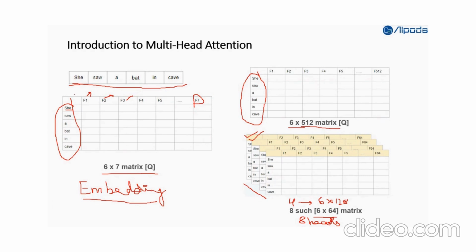So if I'm taking an example of, she saw a bat in the cave. One head might focus on understanding the subject-verb relationship, like she saw, right? Another head might consider the other relationship, let's say noun-object connection, like bat in the cave. And even some other heads will also catch other kinds of relationships.